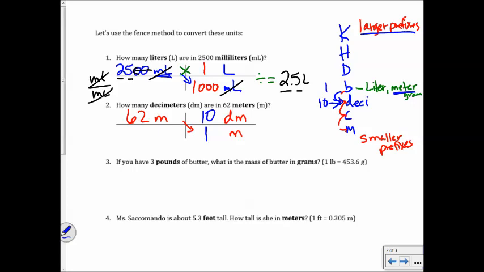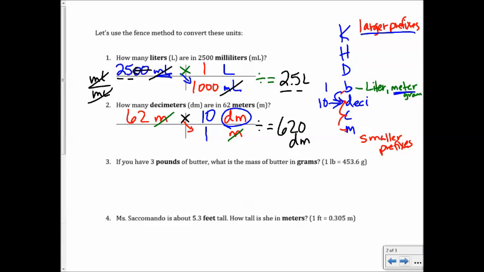Now what we're going to do is we're going to multiply the top and divide by the bottom, and we end up getting 620 decimeters. If you set it up right, the one on the diagonal should cancel. Meters cancels with meters, like so. If it was set up correctly, you should be able to cancel those units and then be left with the unit that you want. That's the one we want, and it's left over. So, good.